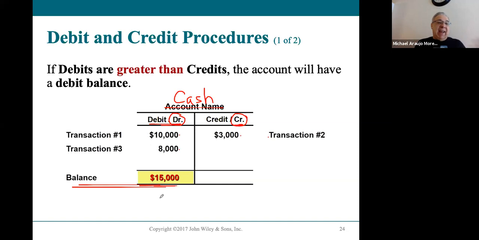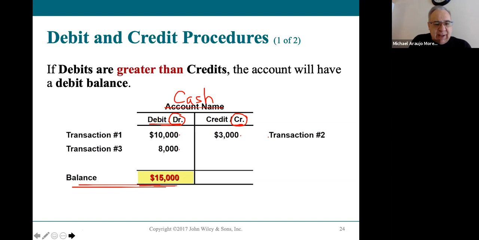And that would make sense if I asked you what your balance was in your savings account. You wouldn't say, well, I put $18,000 in, I took $3,000 out. You wouldn't say that. You would just say, I have $15,000 in my account. That's how we talk in accounting. Right? So that's really important to understand how this works.